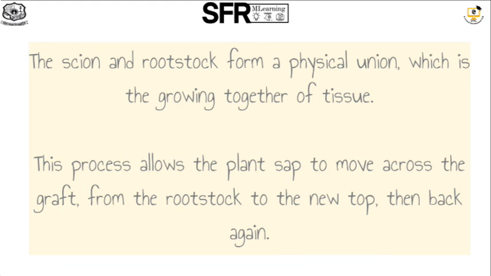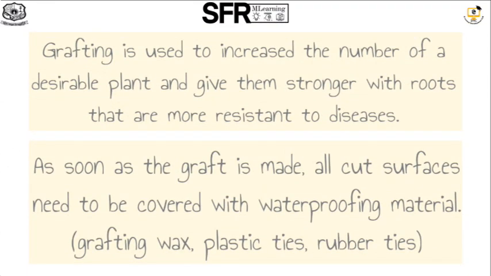So, how does it work? The scion and rootstock form a physical union, with tissues growing together. This process allows the plant sap to move across the graft from the rootstock to the new top, then back again. Grafting is used to increase the number of desirable plants and give them stronger roots that are more resistant to diseases. So grafted plants are more resistant to diseases and pests also.